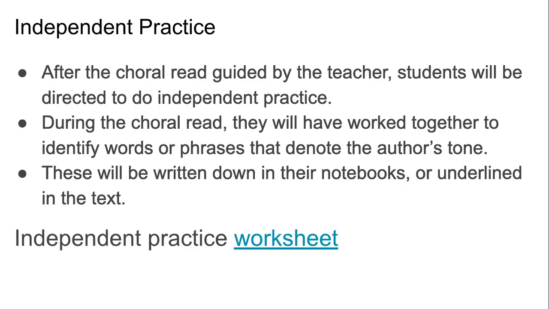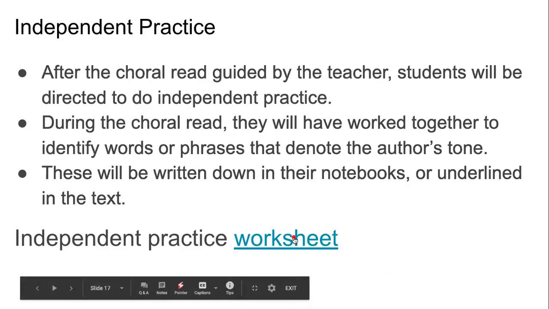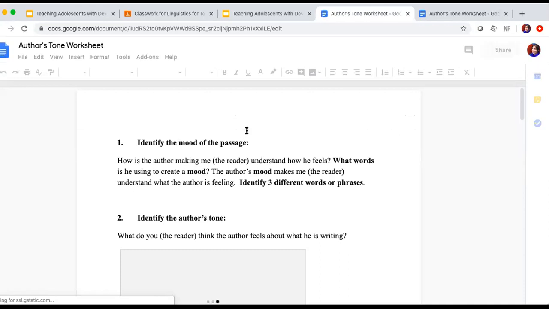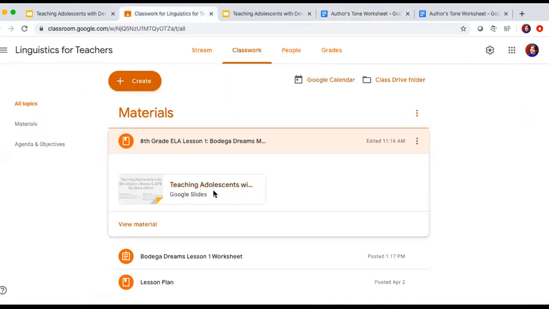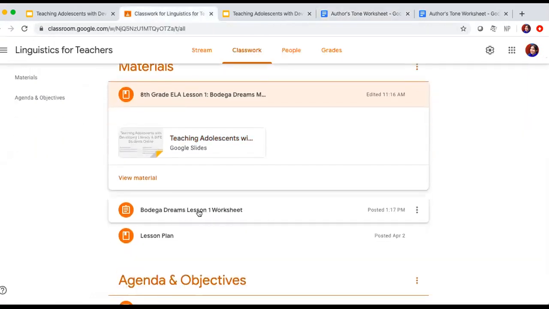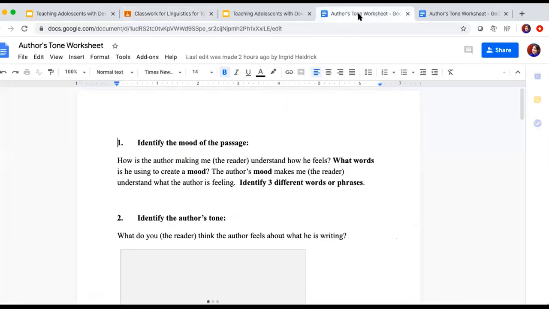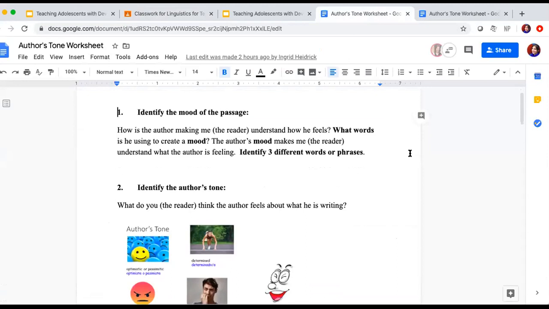And then they will be writing these down in their notebooks, or if they have the actual text, they can underline it or highlight it in their text. And then we have created a worksheet that they can use. So we put this here in our Google Classroom. It's created as a Google Doc, and if they go into their classroom, they'll see it here in the materials. They can open it themselves. Their instructions are written here on the document, but we can also orally go over it with them before they start.